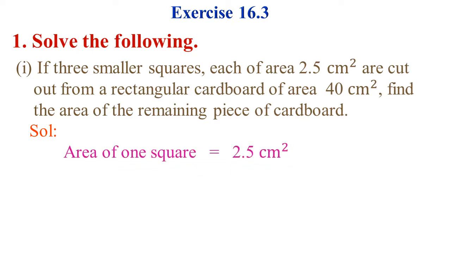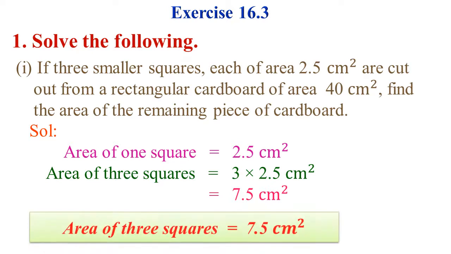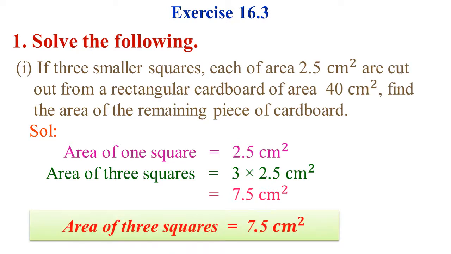Area of one square gives 2.5 cm squared. Area of the 3 squares, that means multiply 3 into 2.5 cm squared, we get 7.5 cm squared. Area of the 3 squares gives 7.5 cm squared.